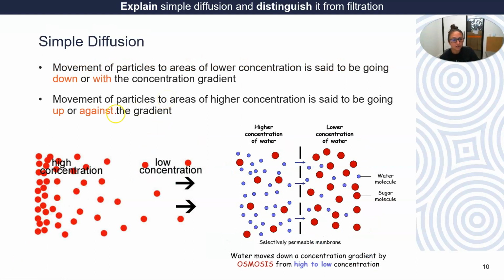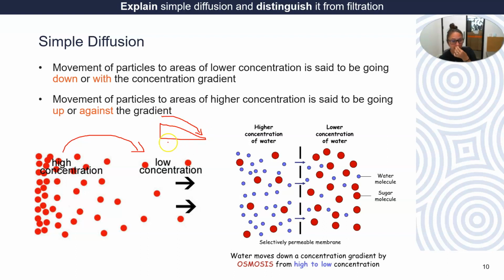Okay, so just a little bit of terminology. If you're moving from an area of high to low, that means you're going down the concentration gradient. Okay? Because you're going down the slide. If I were to look at my gradient like this, I start up here and I end up down here. So you're going down. Okay?